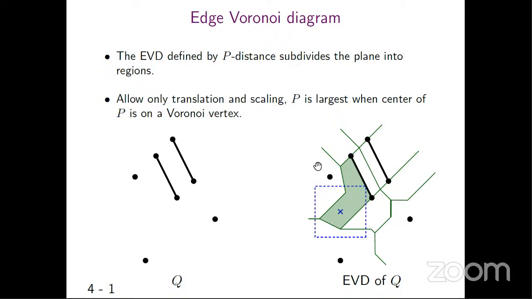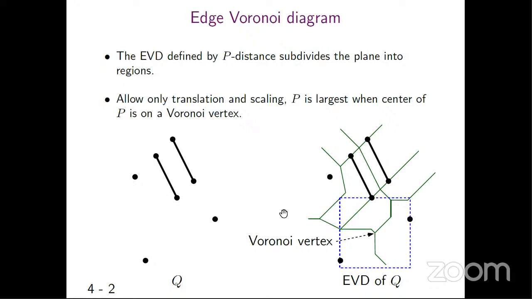Each side of Q corresponds to a region of the CVD, and every square centered in the region touches the corresponding side. For example, the blue square centered in the green region touches the corresponding edge site. When we allow only translation and scaling, P can be the largest in Q when P's center is on the Voronoi vertex as in the right figure. For example, the red dashed square is larger than the blue one, but it contains a point of Q in the red square. So the blue square can't be enlarged in Q.